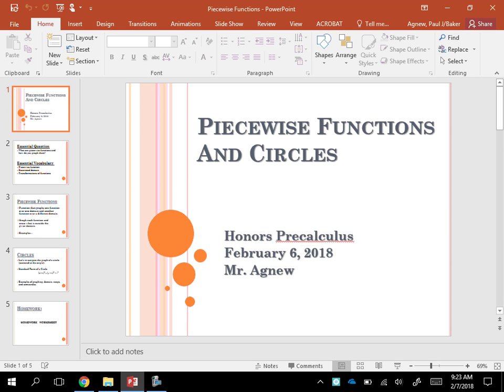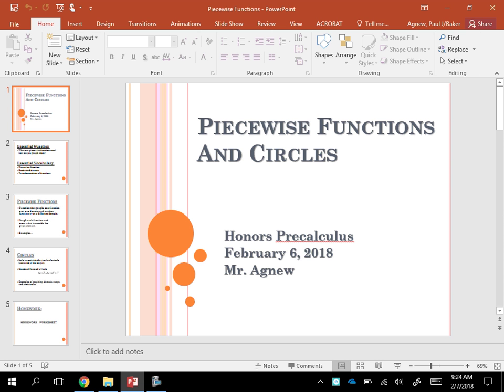All right, so what we're going to do today is look at piecewise functions. We're also going to talk a little bit about circles and semicircles, although we really have already done that, because yesterday, remember, at the end of class, we looked at the equation of a circle. We started with the general form for the circle, which is (x minus h) squared plus (y minus k) squared equals r squared.